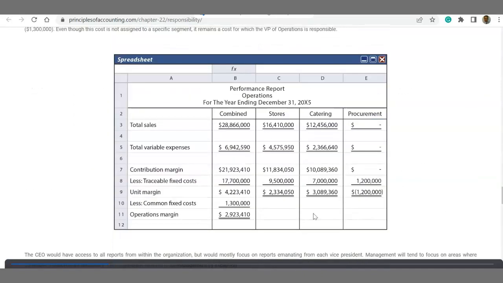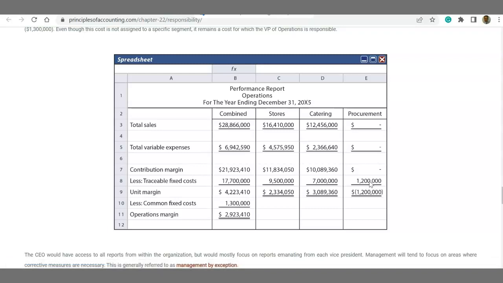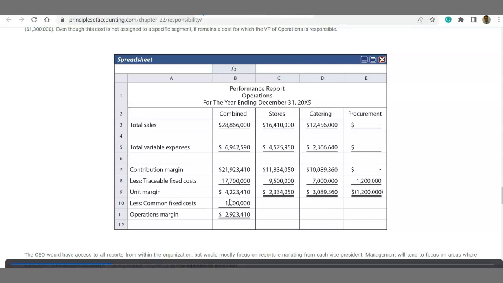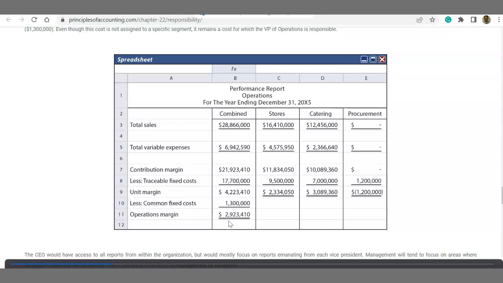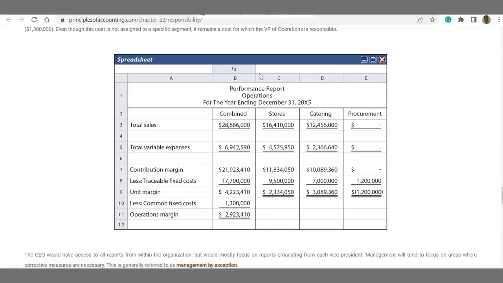Make sense? So then we add the catering also, which is another unit, a profit center, and that brings us a unit margin of 3 million and some change. But procurement is not a profit center, it's just a cost center, and that has a traceable fixed cost of 1.2 million. That's what they do. They just bring cost. And common fixed expenses are 1.3 million for the combination of this operation. So that will be deducted from 4.2 million, and that will give us an overall operation margin of 2.9 million for the whole business.